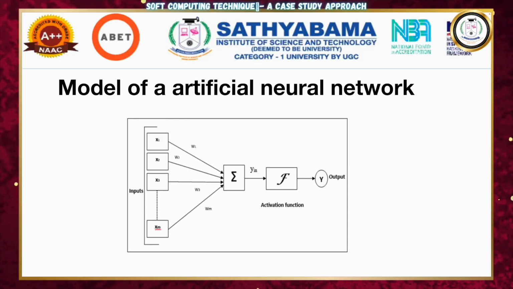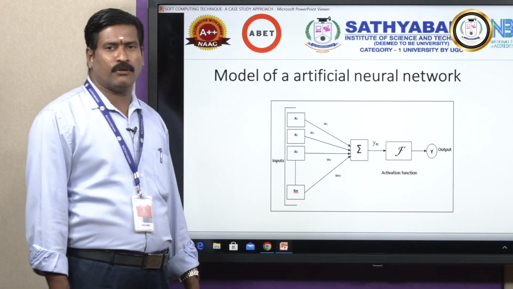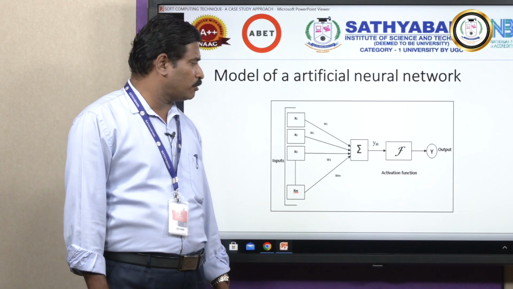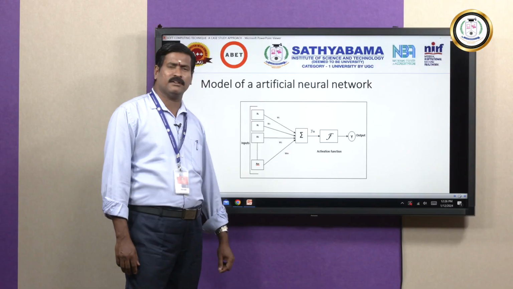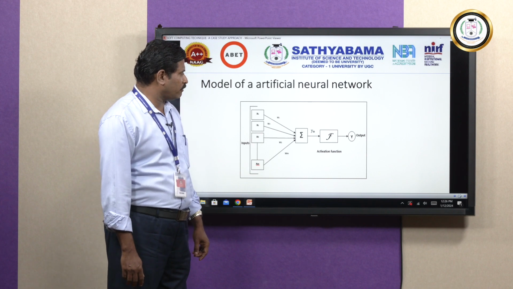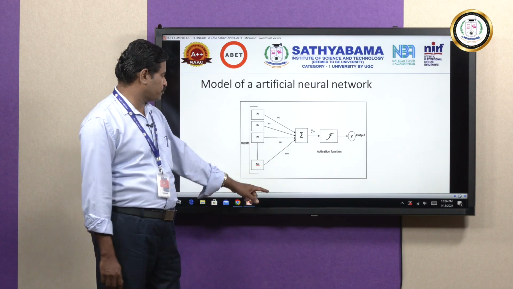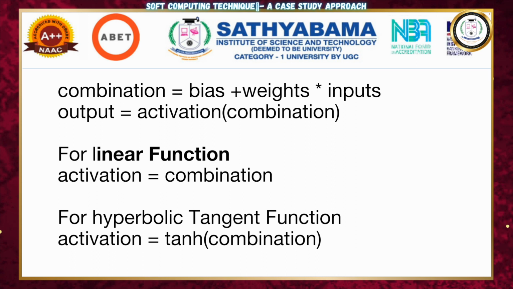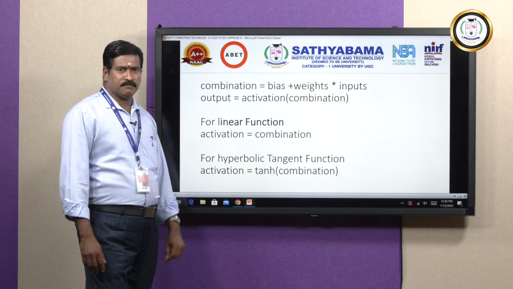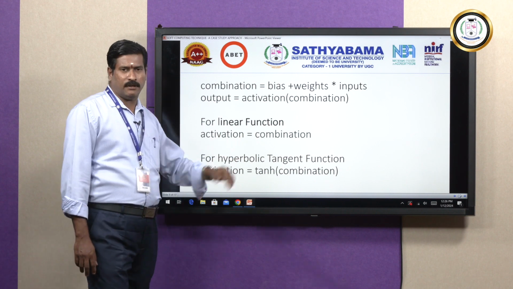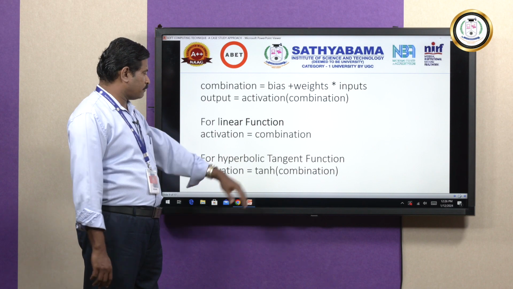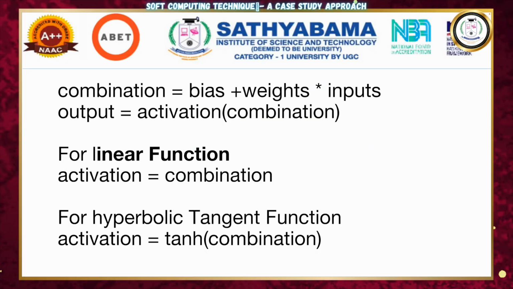So this is the block diagram of a simple artificial neural network. We have the inputs from x1 to xm, and we have the weights w1 to wm, and this sigma is a combinator, and we have an activation function, and at last we have the outputs. This sigma, which we call the combination, is nothing but the addition of bias and the weights multiplied by the inputs. So the output equals the activation, if it is a linear function. Suppose it is a hyperbolic tangent function, then the activation is the tanh of the combination.